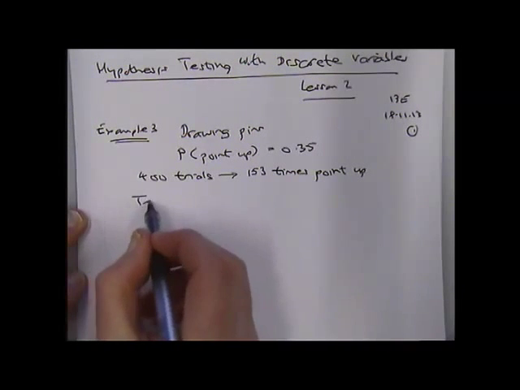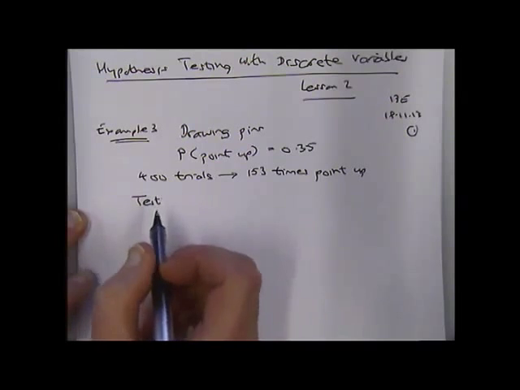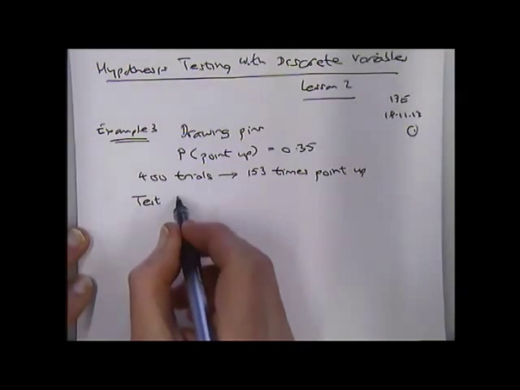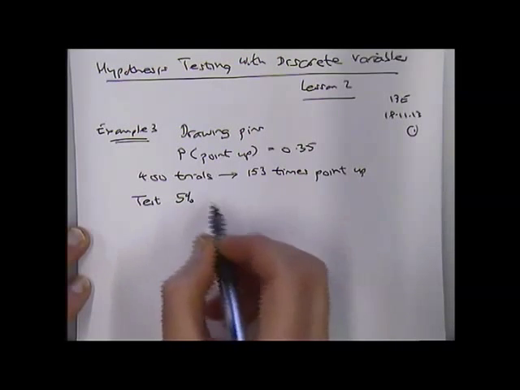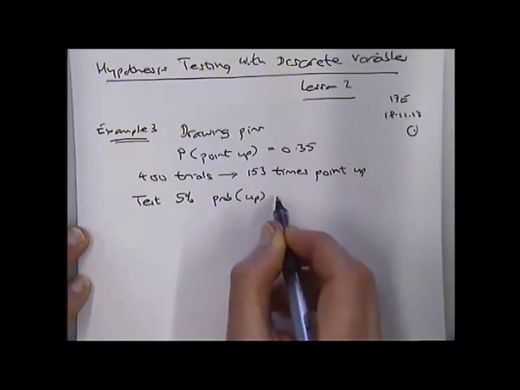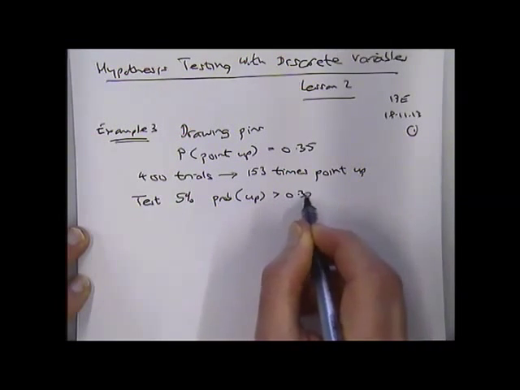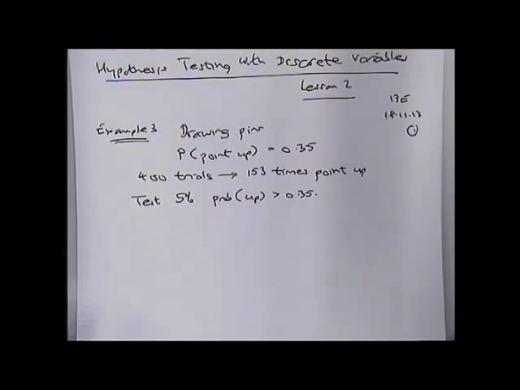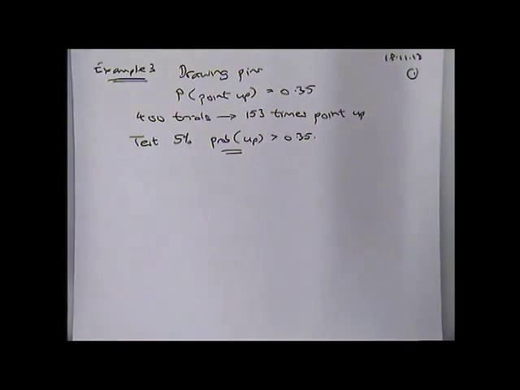These may be a new batch of drawing pins, these 400. So we're testing at the 5% significance level whether or not the probability of landing point up has changed and is now greater than 0.35. So that's our scenario. Historically it's been 0.35, a new batch of drawing pins has come in, 400 of them have been thrown on the floor, 153 of them came point up. We want to know basically whether the point up probability has changed or not.